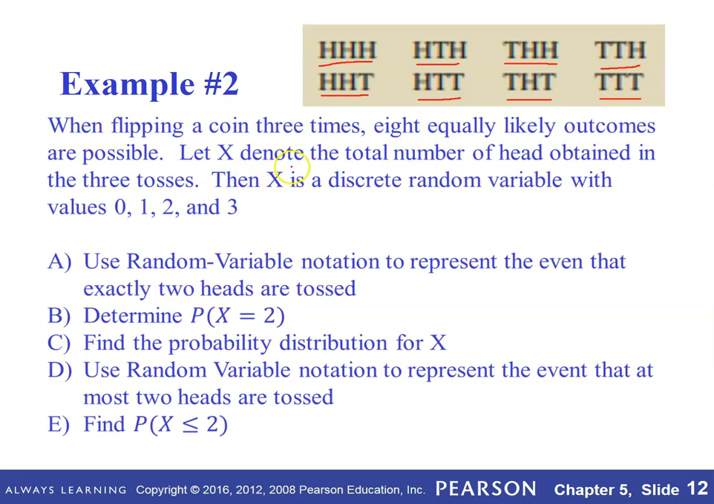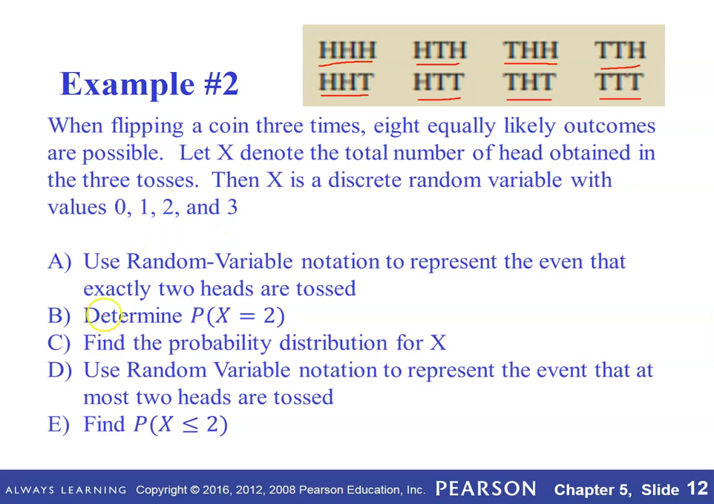So if we let x denote the number of heads obtained in the 3 tosses, x is a discrete random variable and it has 4 possible values. It's either going to be 0, 1, 2, or 3. It's either going to show up 0 times, or we're going to have a heads once, or a heads twice, or a heads 3 times.